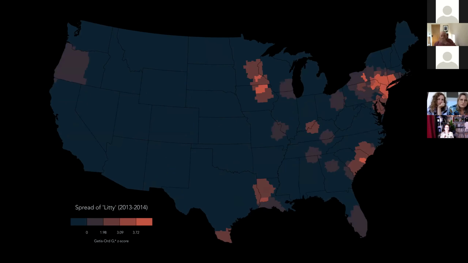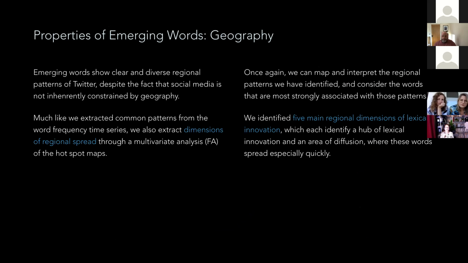Here's Litty, which has less of a strong distribution here. It's actually now become very popular. It's one of the most successful words, but that really started off in New York City, it appears, at least on Twitter. Okay, so finally, we can talk then about the properties of these words from a geographical perspective.